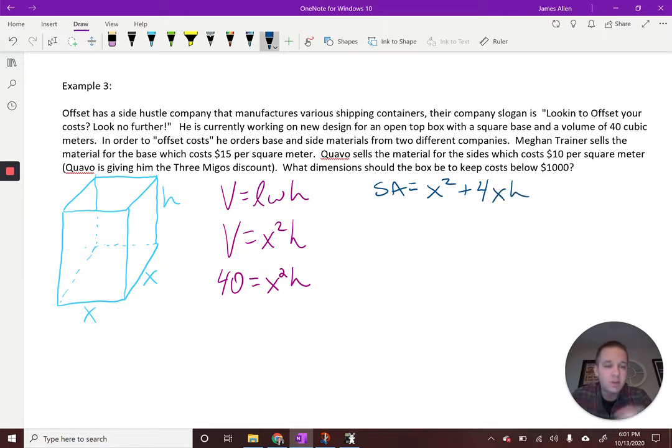Okay. So there's my surface area function, right? I'm just adding all the sides for surface area, but there is no top. So I'm leaving it as just 1x squared. There aren't 2x squareds. All right? So far, I think so good.